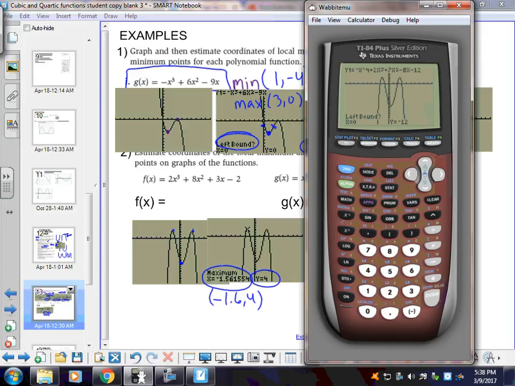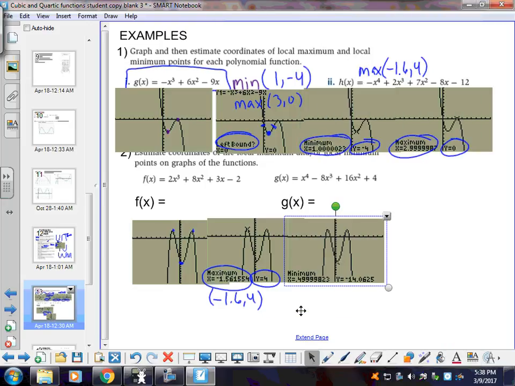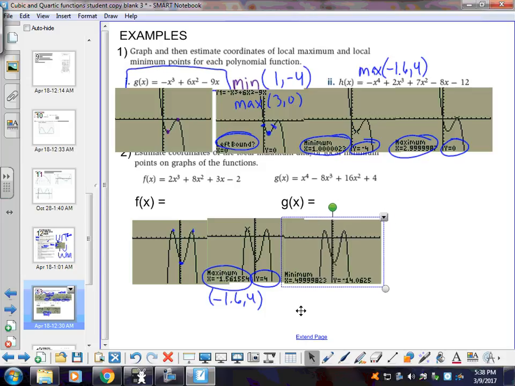I'm left of it, hit enter. I'm right of it, hit enter. Guess, somewhere in there, hit enter. And there's my minimum. Okay. So here's the next one. So it's at 0.5 and -14. And that's a minimum. And this was the max.